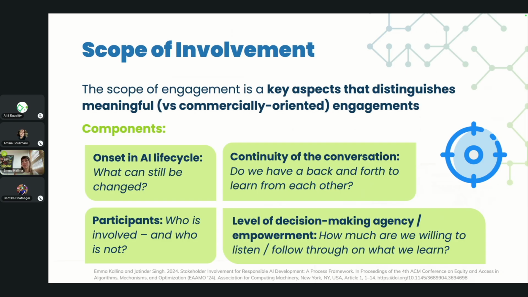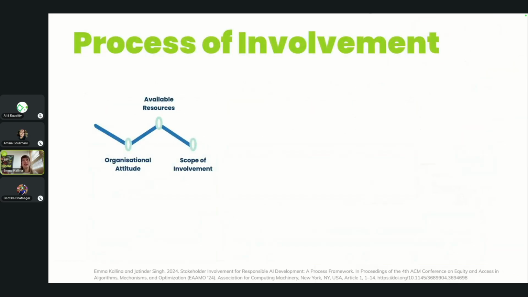And then the level of decision-making agency or empowerment. So participation at first means you do give them a voice, but then you also need to listen. And this is this point of agency. So how much are we willing to listen or follow through on what we learn from this community? We will go into this in a little bit more detail later when we look at different types of engagement. Okay, but this is the scope.